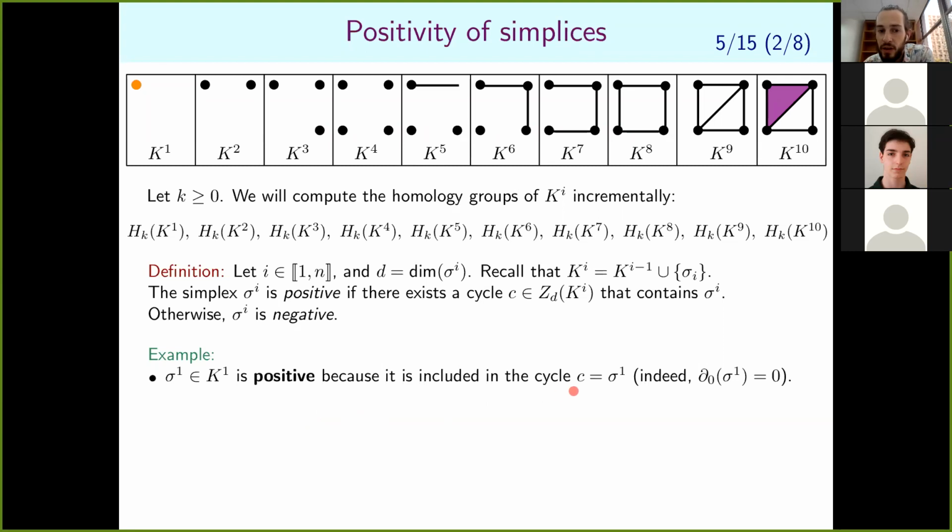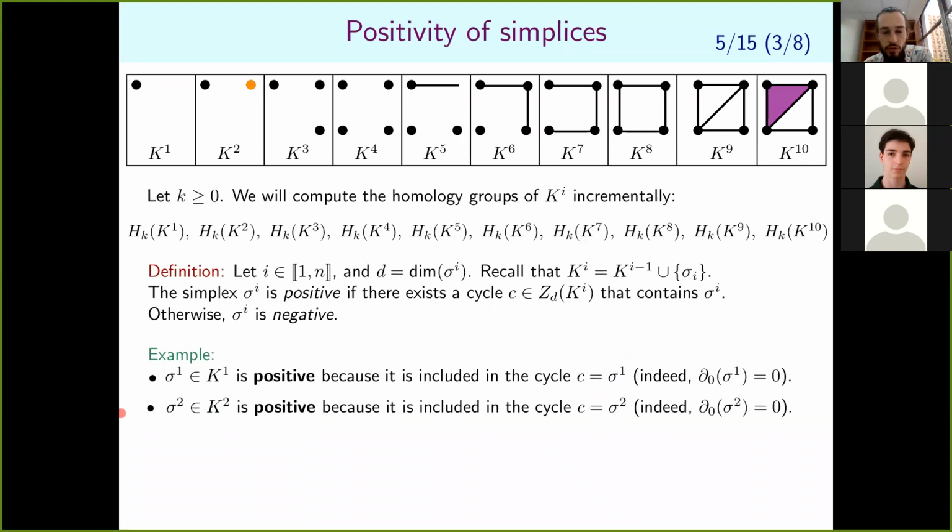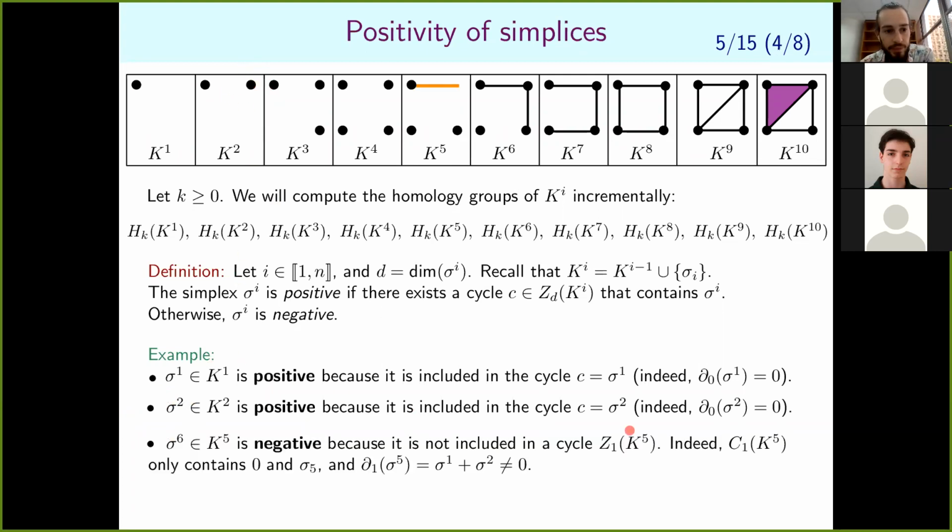If I take the cycle C equal to sigma 1, the first vertex, it is a cycle that contains my simplex, so I say that it is positive. The second vertex, sigma 2, also is positive because it has boundary 0.